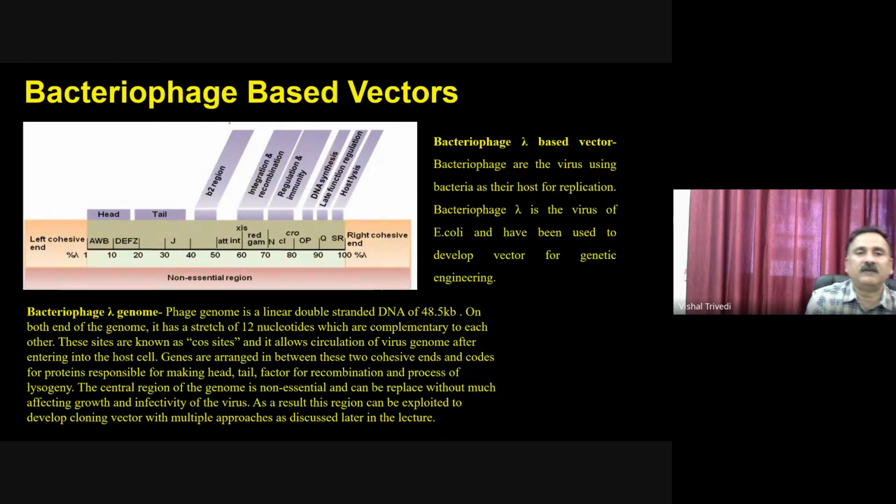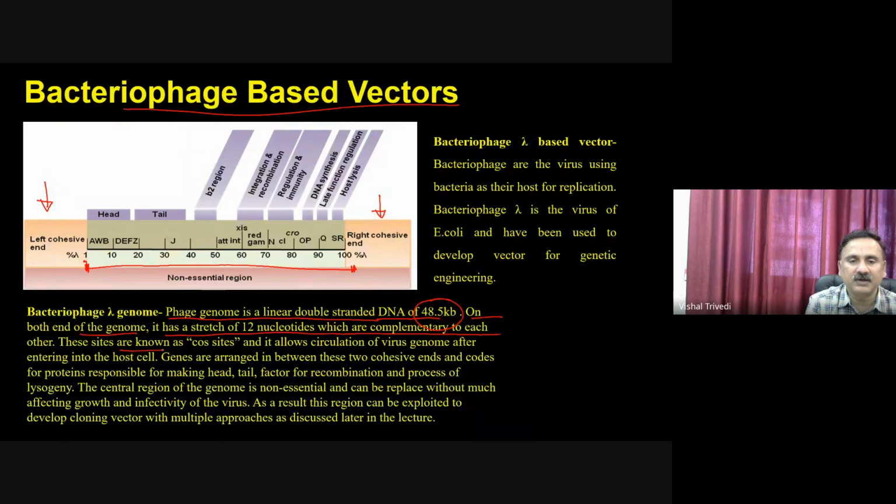And then we have the bacteriophage-based vector. So in the bacteriophage-based vector, you basically are replacing this non-essential region with the gene of your interest, right? So the bacteriophage lambda genome is a linear double-stranded DNA of 48.5 kb. On both ends of the genome, it has a stretch of 12 nucleotides which are complementary to each other, right? So basically you have the left cohesive end and the right cohesive end, and with the help of these, they can circularize.